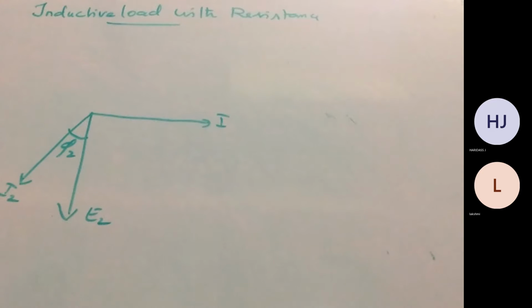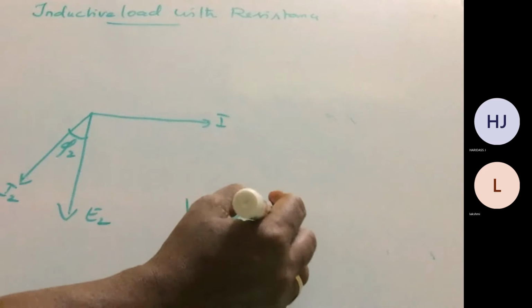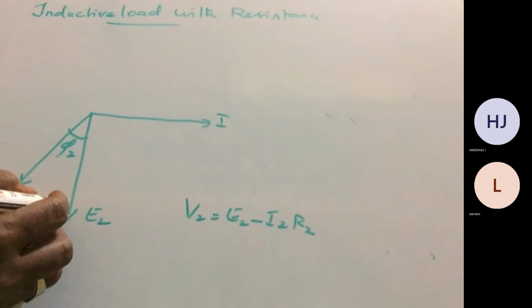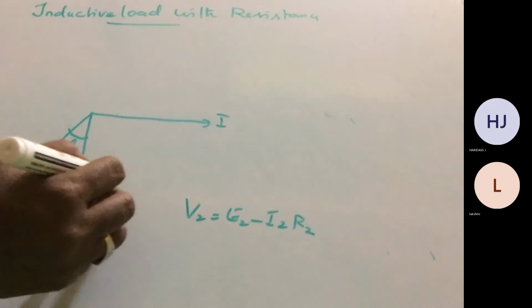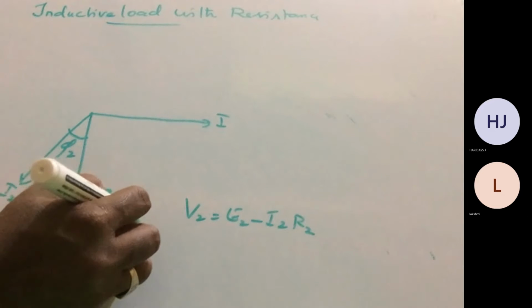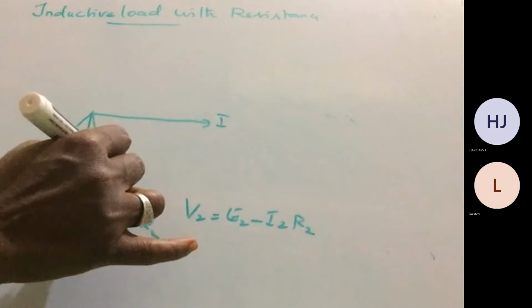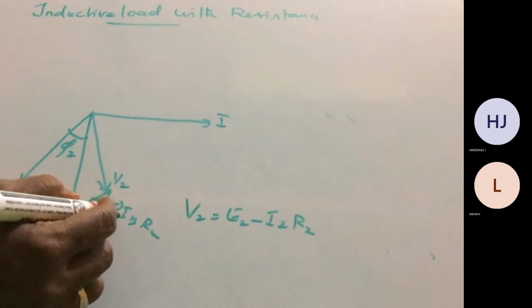Okay. Then what is V2? E2 minus I2 R2. So from this E2, we take minus I2 R2, which gives the value of V2. So E2, that magnitude.